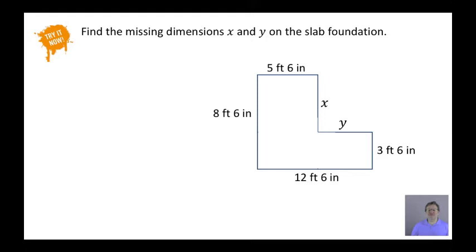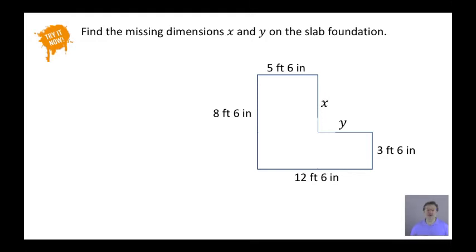Now let's actually have some fun with this as well here. This is a kind of a complex shape that we want to eventually calculate the perimeter of, but in this case not all of the side lengths are provided. You can see there's an X and a Y, so some of those lengths are unknown.